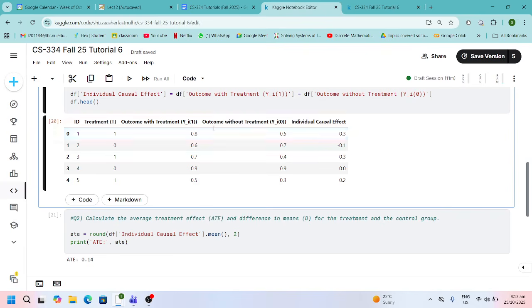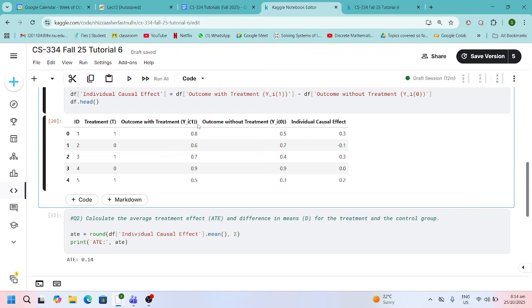So in the real world, you actually have only 0.8 against this individual, 0.7 here, 0.5 here. And similarly, against the control individuals you only have this value, 0.7 here and 0.9 here. Because if this individual was not given the treatment, then you can only measure their outcome without the treatment. This would be their potential outcome with the treatment. In actuality, you cannot really measure that.